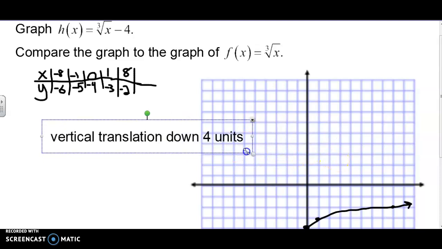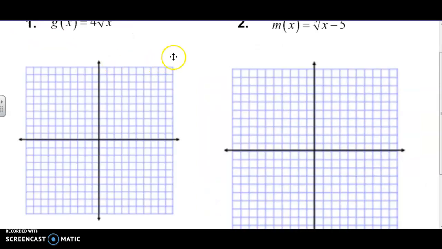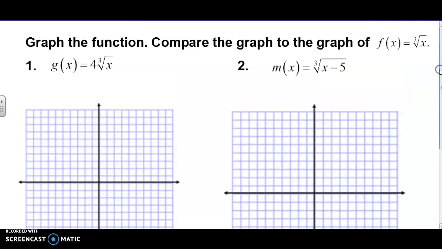Alright. So the transformations are still the same. If you're multiplying inside, it's a horizontal stretch or shrink. If you're multiplying in the front, it's a vertical stretch or shrink. If you're adding or subtracting inside, it's a horizontal translation. Alright, so let's now take a look at these two. Pause your screen and try these two out. When you play, we will see the answers.